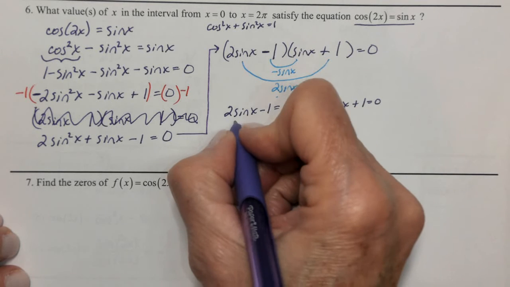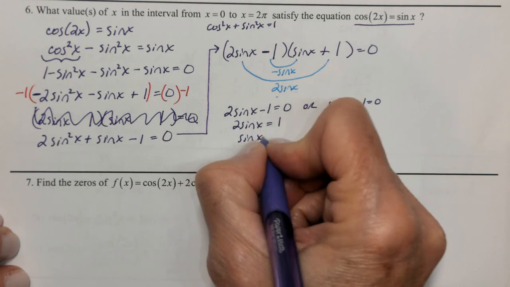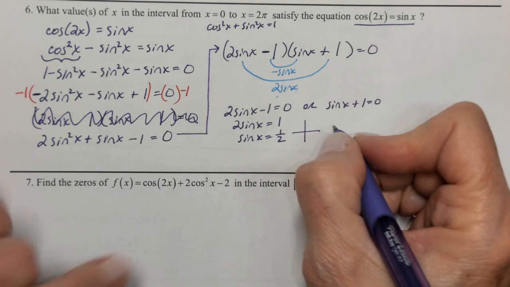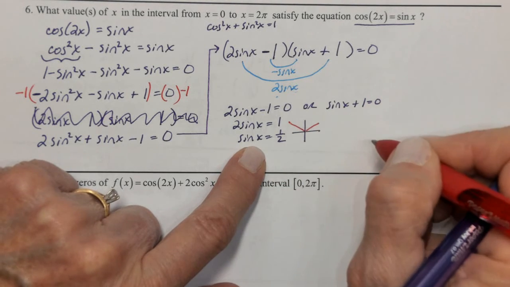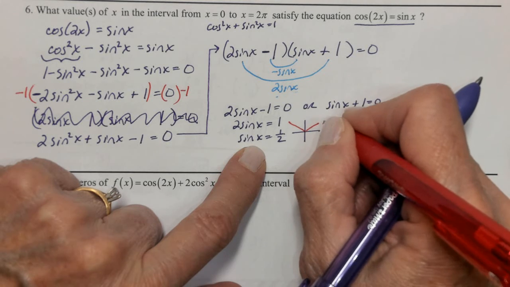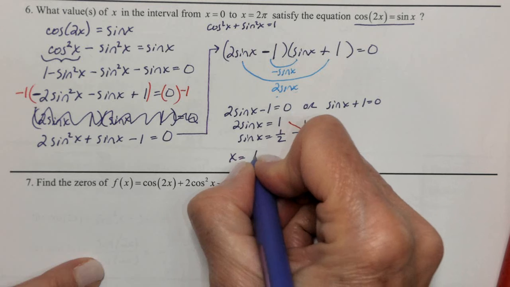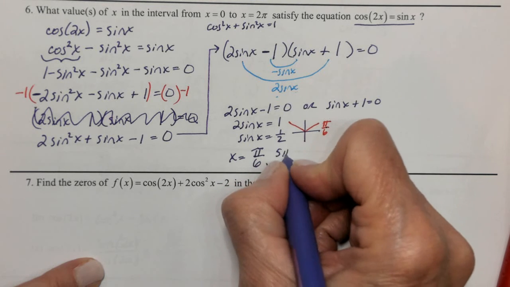If we subtract 1 over, divide by 2, we will have sine x as a positive 1/2 again. That's quadrants 1 and 2. The reference angle is pi over 6. So we get x is equal to the pi over 6 angle in quadrant 1 and the pi over 6 angle in quadrant 2.